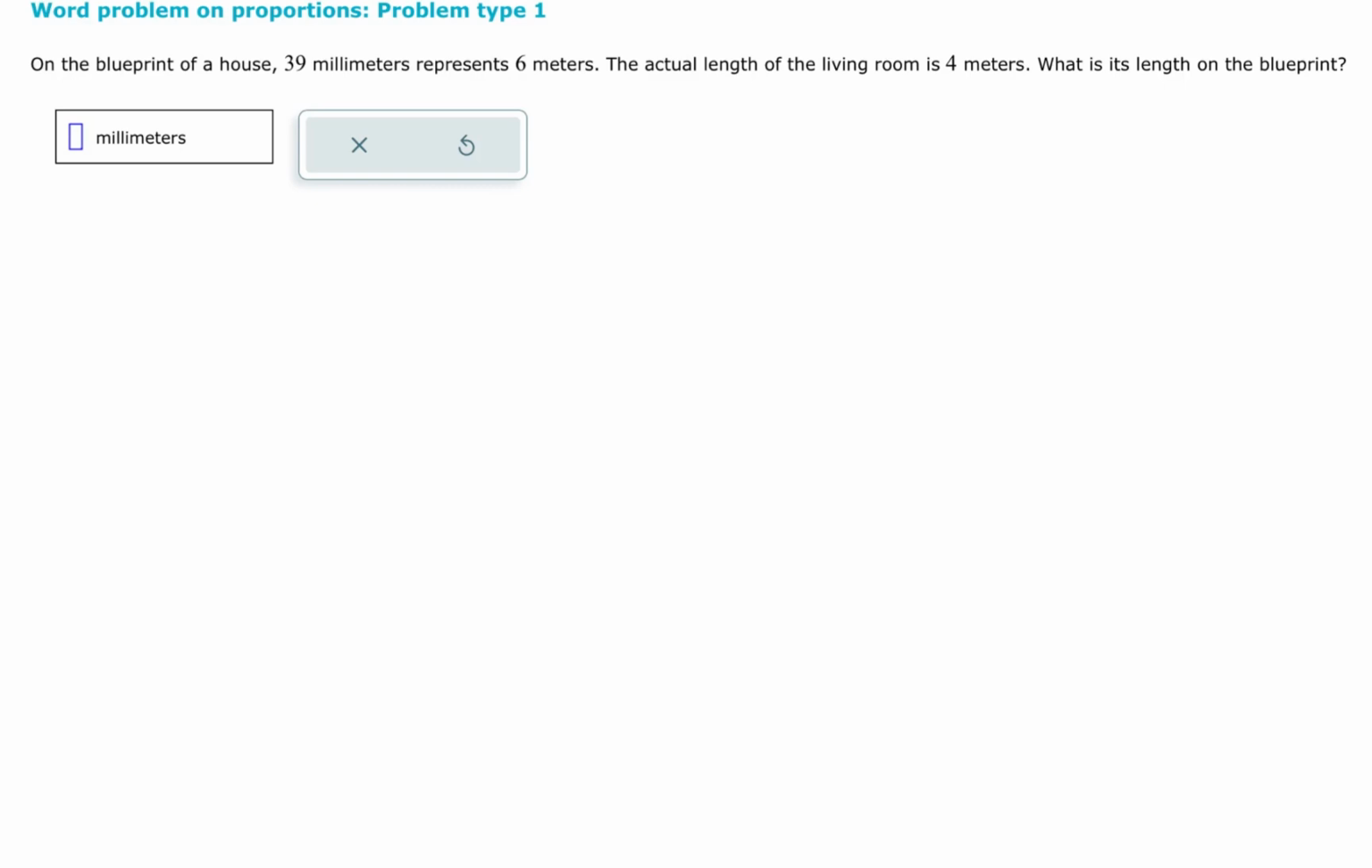These are some word problems with proportions. This example says on the blueprint of a house, 39 millimeters represents 6 meters. The actual length of the living room is 4 meters. I'm going to put that on the bottom to match up here because these are going to be equivalent fractions. We want to know what is the length of the blueprint in millimeters.